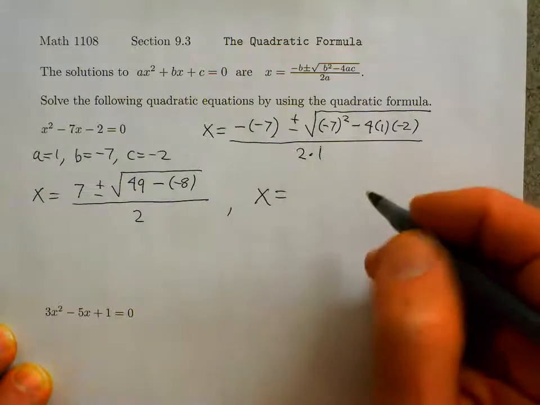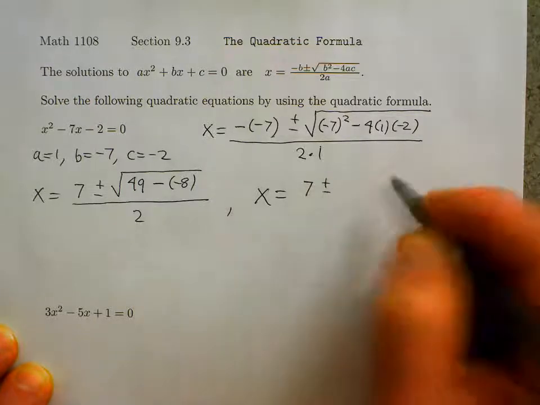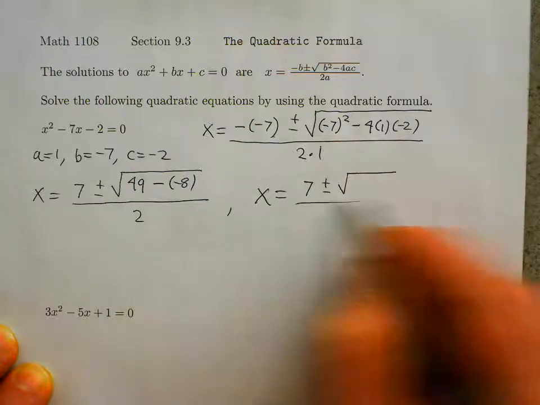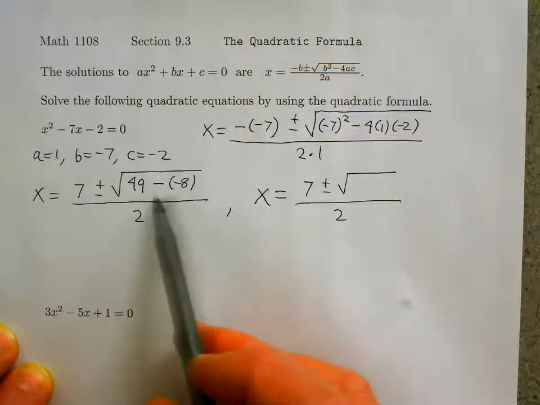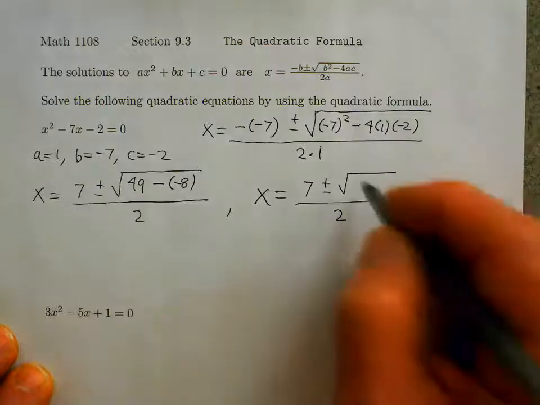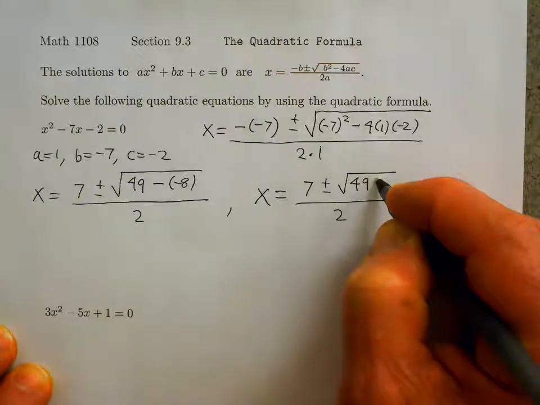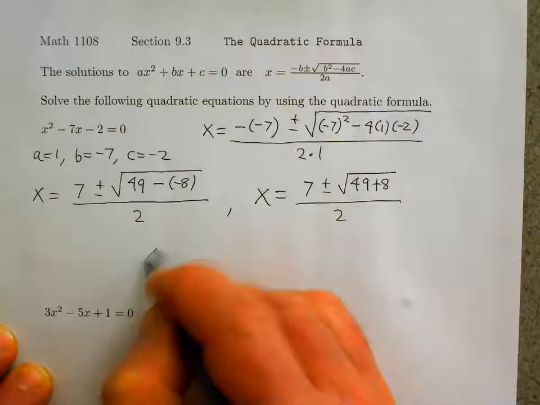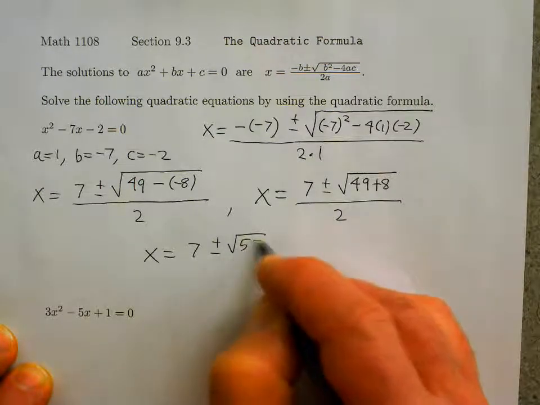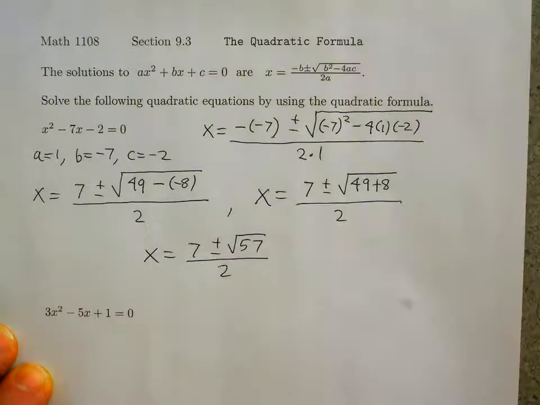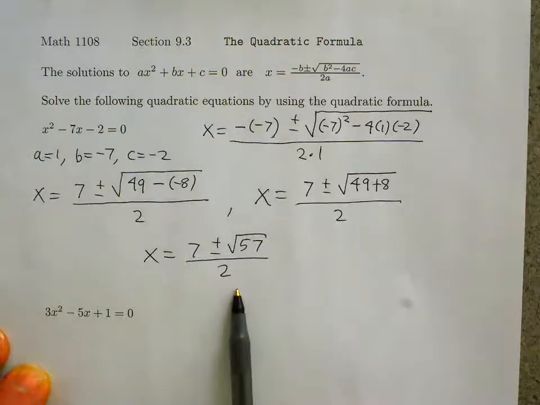And we have one step left. X equals 7 plus and minus the square root of a number, all divided by 2. So 49 minus -8 is the same as 49 plus 8. I guess we can go ahead and write the additional step: 49 minus negative 8 is 49 plus 8. And then our two solutions are 7 plus and minus the square root of 57 divided by 2. The square root of 57 cannot be simplified any further, so those are the two solutions.